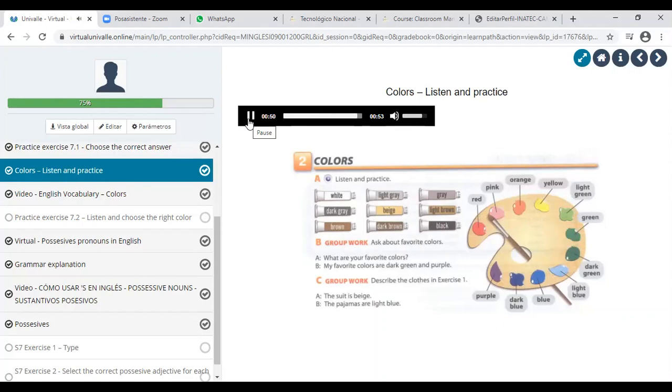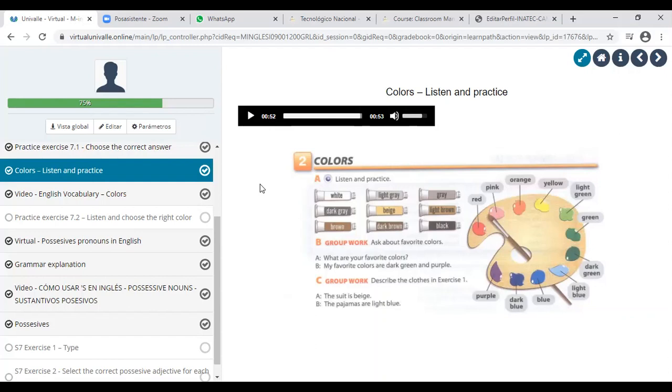In English, we basically use the color to express our color preferences according to clothes, according to different stuff that we have in our daily routine. Also, we can use the sentence, my favorite color is, to express our favorite color in singular way. But also we have my favorite colors are to express our favorite colors in plural way.